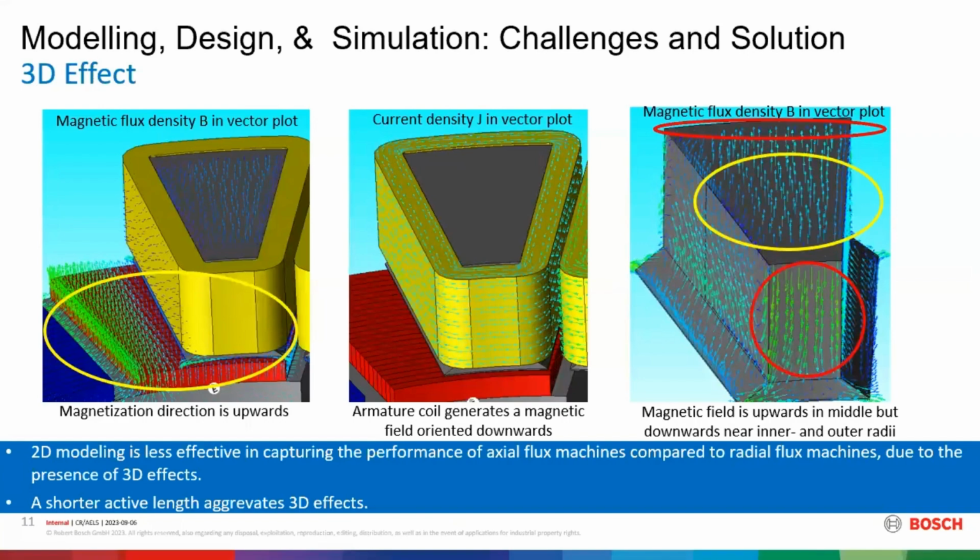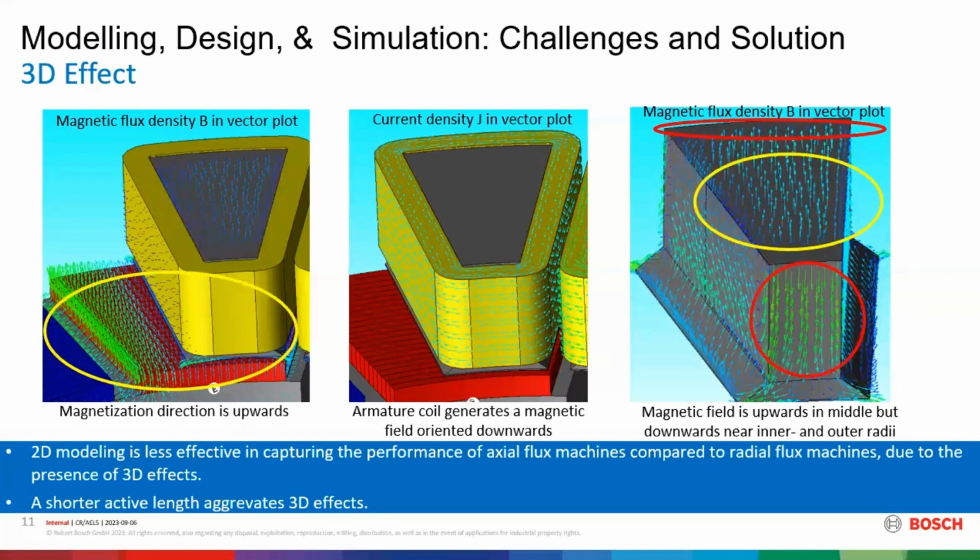These 3 pictures are screenshots at the same time instance. The first picture shows us the magnetic flux density B in a vector plot. You can see that it's upwards, meaning that this magnet is magnetized upwards. The second picture shows us the current density within the coil. The current is flowing in the clockwise direction, meaning that it created an armature field downwards.